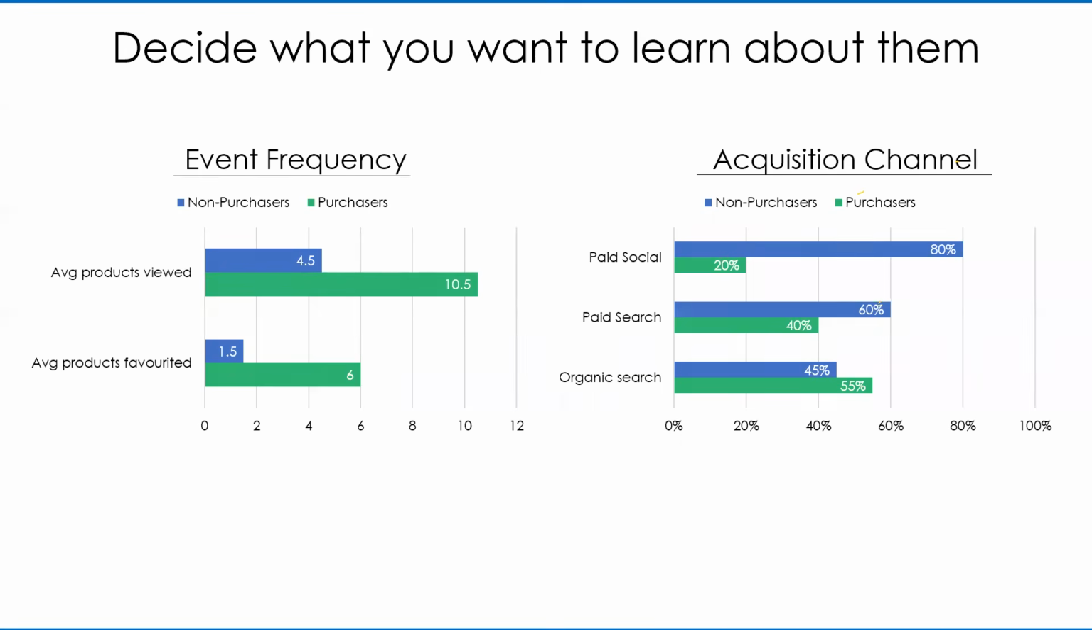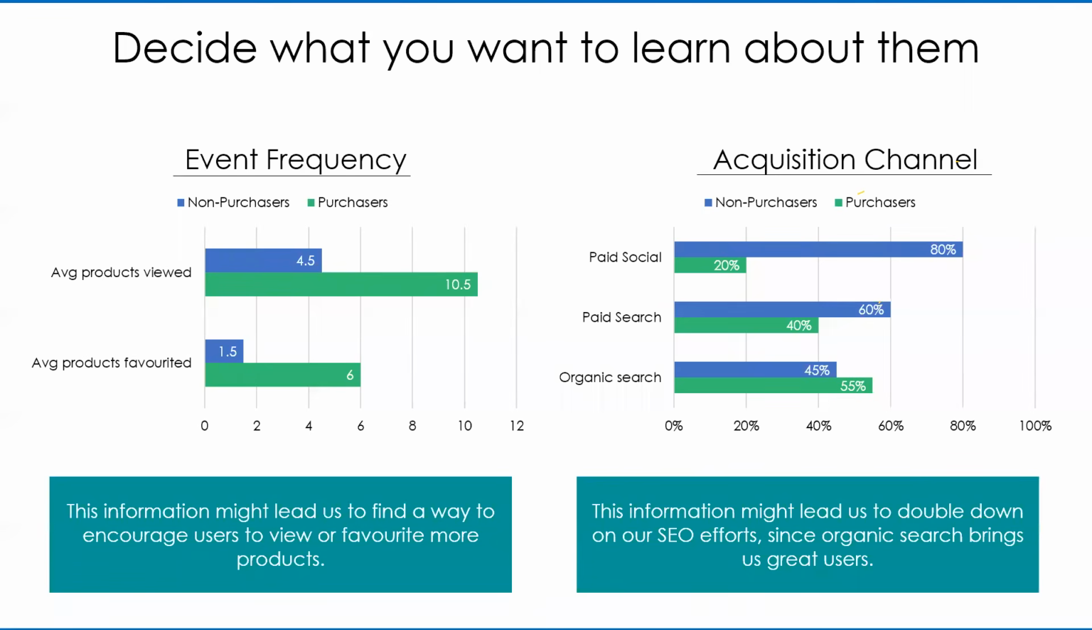So using these insights, I might choose to do specific things. By looking at the events, I'd want to maybe try to encourage users to view more products or favorite more products. And by looking at acquisition, this might indicate that it's time to double down on our SEO efforts because those bring the highest quality users. And in this case, we've done something which is not just limited to changing our product, but we've taken our insights and we've fed them back to our marketing team so that they can target better quality users, because we have been able to identify patterns in the data that show us where the best users are coming from.